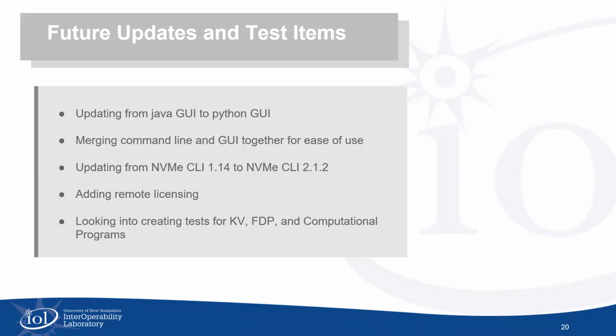Another thing to stay up to date, we are updating in the near future to NVMe CLI 2.1.2. The 18 and 17 package currently use 1.14. We will also be looking to add remote licensing, and we will be looking to add some new test suites for key value, flexible data placement, and computational programming. And obviously, if there's anything that you're interested in us adding, please reach out to us and we'll do our best to see if we can add it.